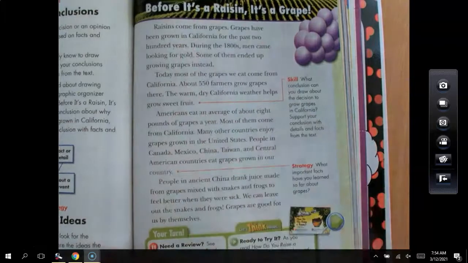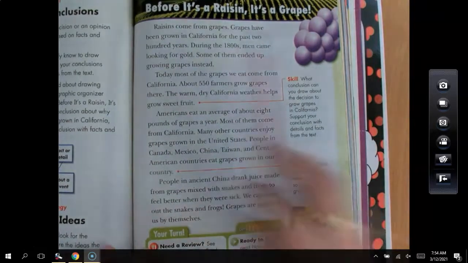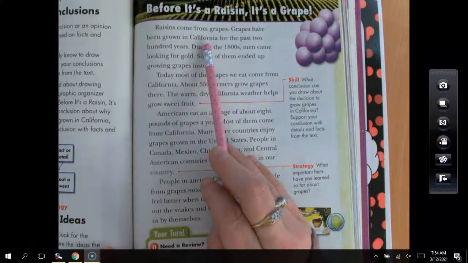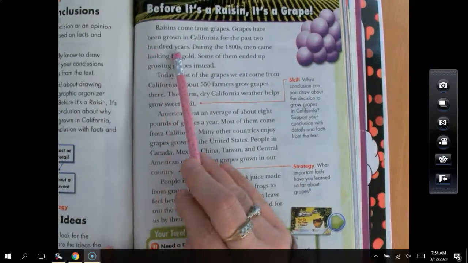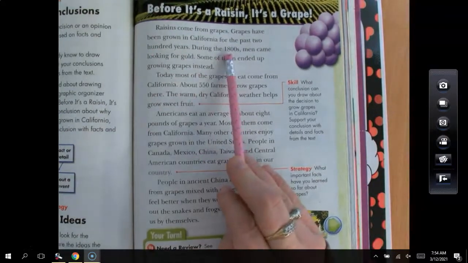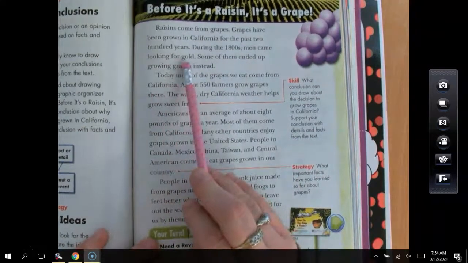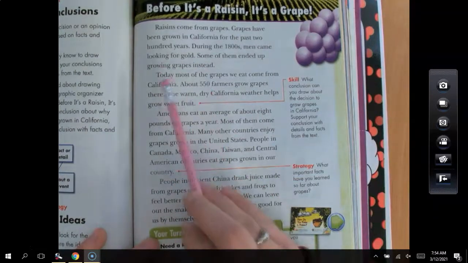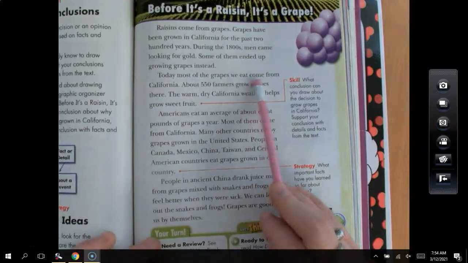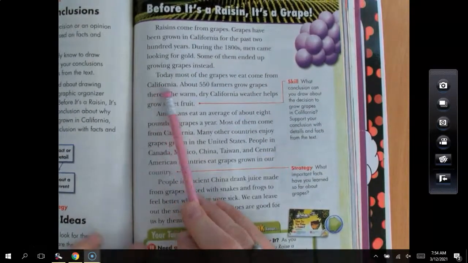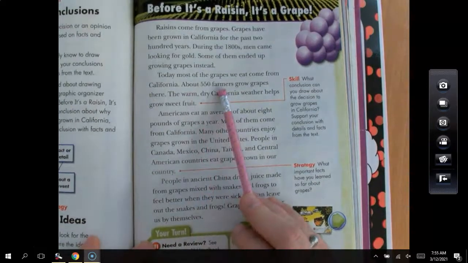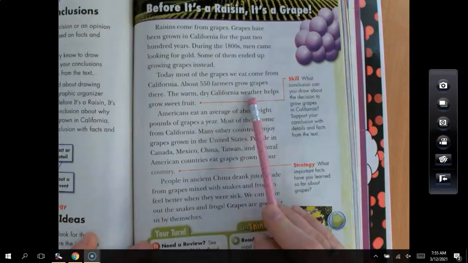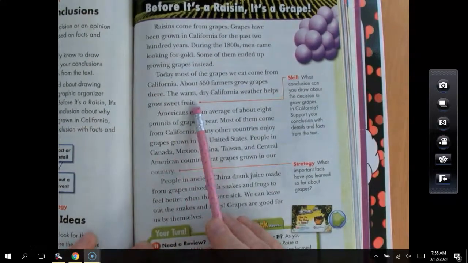Before it's a raisin, it's a grape. Did you know that? Raisins come from grapes. Grapes have been grown in California for the past 200 years. During the 1800s, men came looking for gold. Some of them ended up growing grapes instead. Today, most of the grapes we eat come from California. About 550 farmers grow grapes there. The warm, dry California weather helps grow sweet fruit.